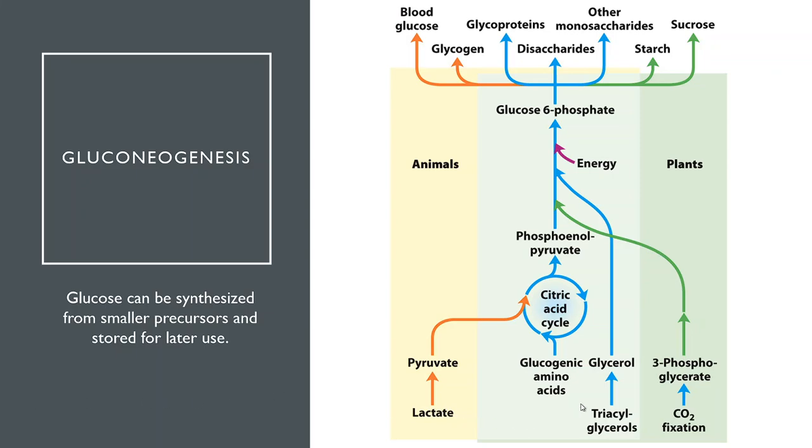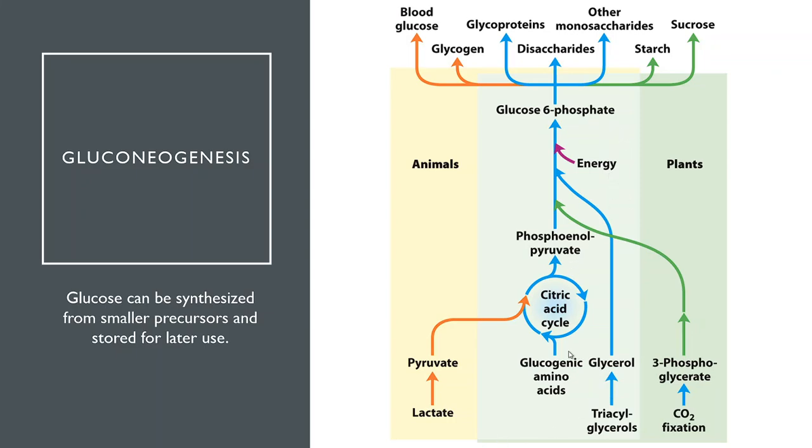And then both plants and animals can take molecules like triacylglycerols. Remember, those are basically fat molecules, and the glycerol part can be converted into glucose 6-phosphate by using energy. And so that's one of the ways in which glucose can be made by animal cells.